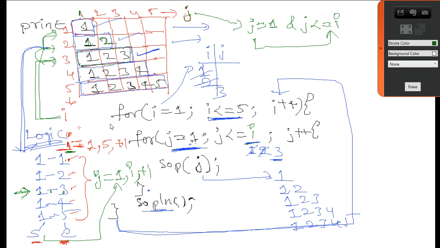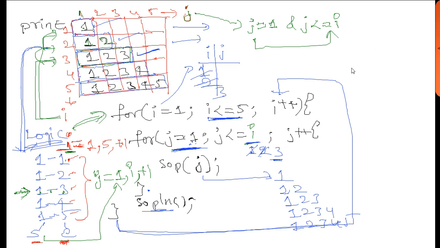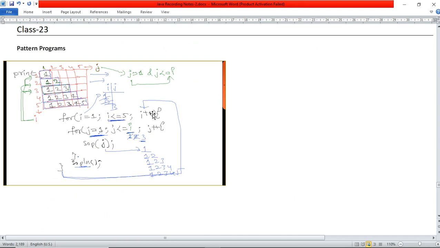Now using this particular logic, you are going to write the loop. So I is equal to 1 to 5 plus 1, J is equal to 1 to I plus 1. First of all, you convert this pattern into the logic, then convert this logic into for loops, then you will get the exact answer. Follow this logic, everybody.